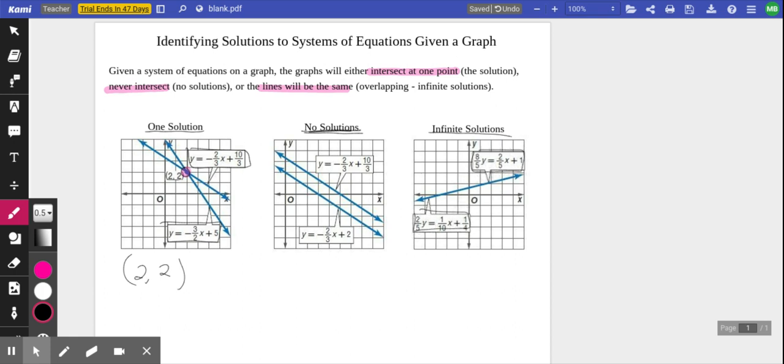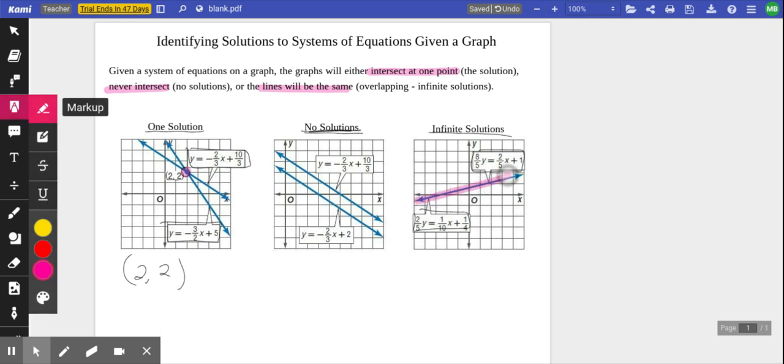Next, looking at our next graph, I have two different equations. However, once graphed, they are actually overlapping. There's only one line that we can see. That means that they are crossing at every single point. Well, if the solution is where they are crossing and they're crossing at every point, then that means that this set of equations would have infinite solutions. No matter what we plug in for x, these two equations will always have the same y value.